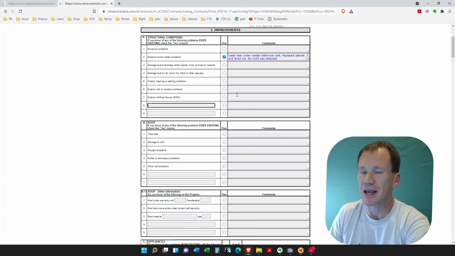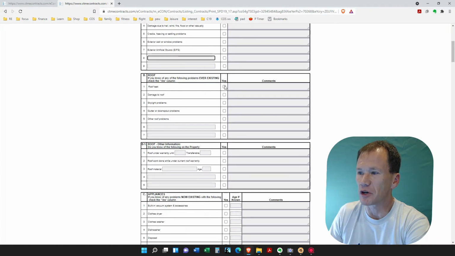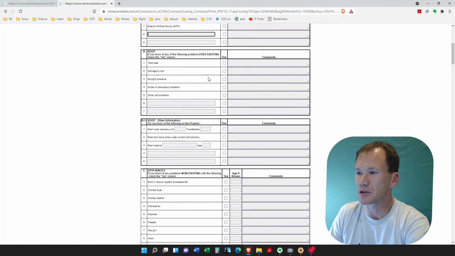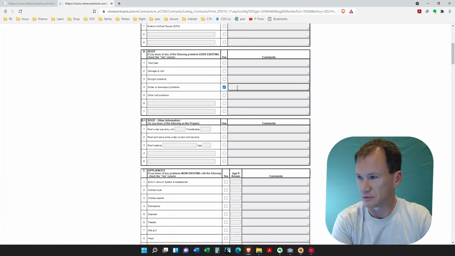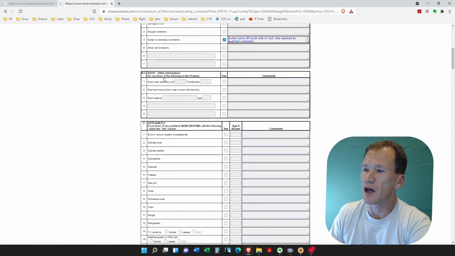So structural problems ever existing is important here. Roof, any problems ever existing? Was there ever a roof leak that you're aware of? Was there ever any damage to the roof? Problems with the skylights, gutters or downspouts, or any other problems with the roof? If they ever existed, check it and explain it. So we'll say gutter or downspout problem. Gutter came off south side of roof, was replaced by qualified contractor. Simple.